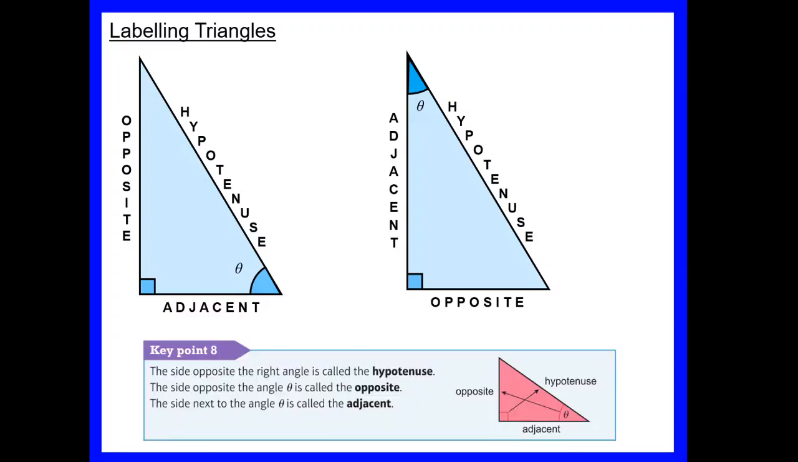Okay, so our key point for this bit of the lesson: the side opposite the right angle is the hypotenuse, the side opposite angle theta is called opposite, and the side next to angle theta is called the adjacent. Please make a note of that in your book.